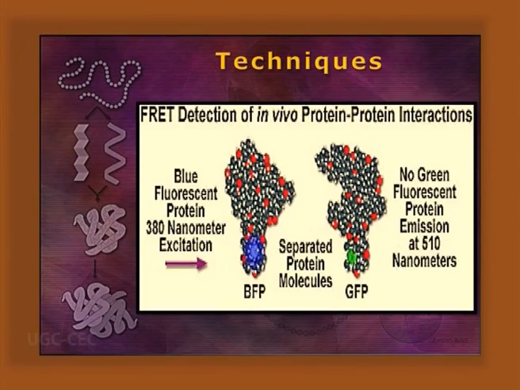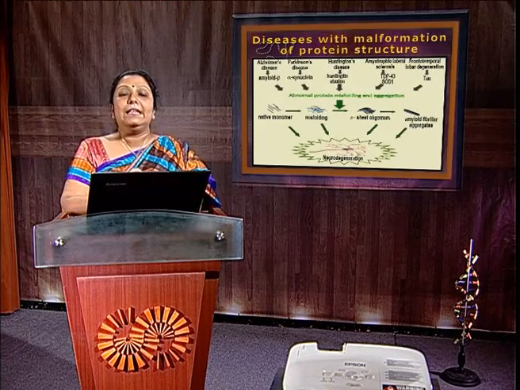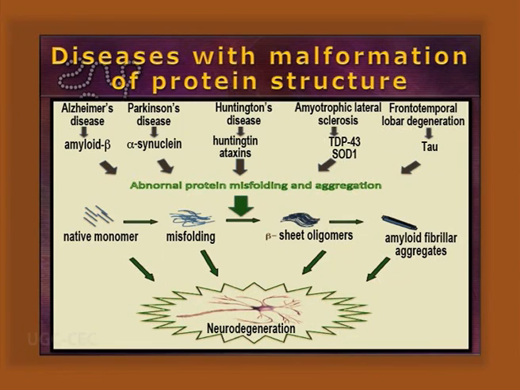Techniques to determine the protein structure: many techniques are there, like the FRET technique, CD spectra, NMR spectra, and EPR, electron paramagnetic resonance. Different techniques are responsible for determining the protein structure. Now we know that some diseases are related to malformation of the protein structure. Some proteins can be misfolded, like amyloid fibrils in Alzheimer's disease and Parkinson's disease. They cause neurodegenerative diseases, or neurodegeneration.